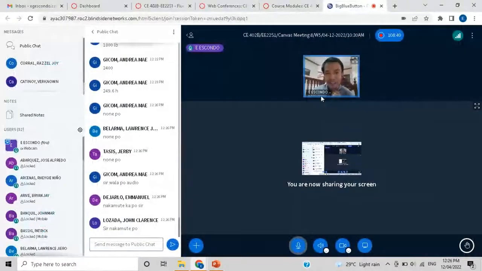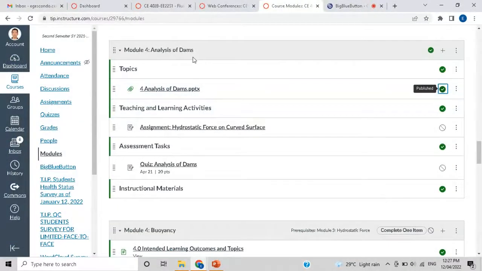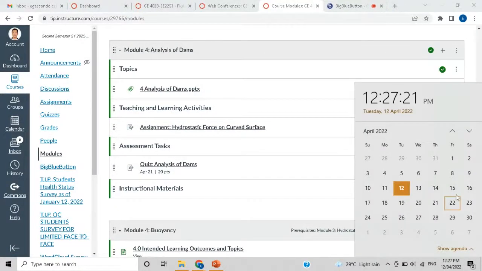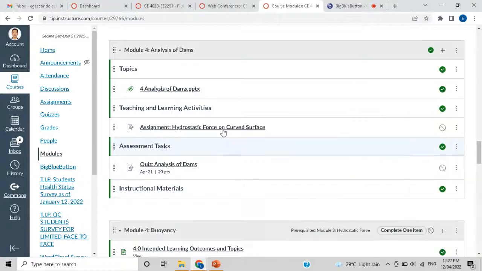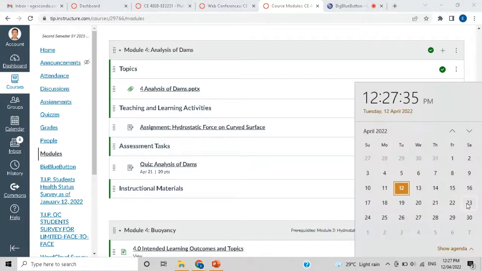Okay. So let me repeat what I said. The analysis of dams PowerPoint is already published. The assignment and quiz will be published later. We expect that the deadline is until next week. So, we will set it until Friday next week. Okay? And these are the only asynchronous activities for this week, this assignment and this quiz. So, the due date is until next week.